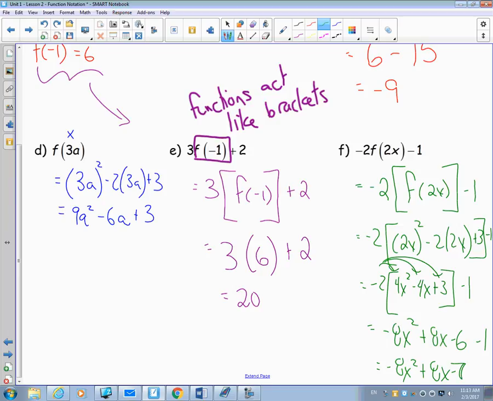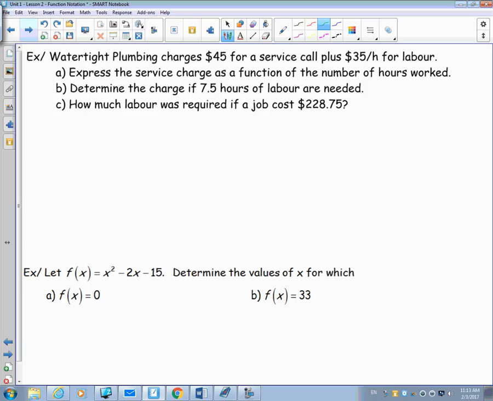Okay, so operations with functions and algebraic versions of x also. Last thing, we have to be able to write functions. So we've got this situation here. We've got Watertight Plumbing Company. They charge $45 for a service call plus $35 per hour for labor. I want to write the service charge as a function of number of hours worked. So I'm going to say T is my number of hours, so my function is defined by T. It's always $45 plus 35 per hour.